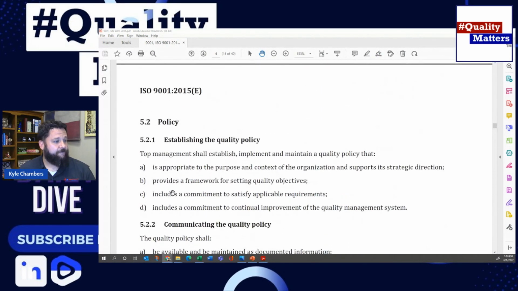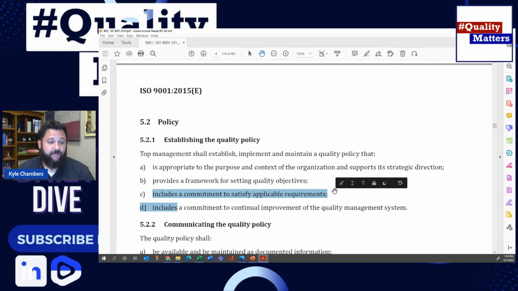So we're going to go back up to establishing it. So we want to provide a framework for setting the quality objectives. That's actually a little hard to do verbatim. Honestly, if I were to rewrite the standard, I would rewrite it to say that our quality objectives must be in alignment with the policy. Pretty much the same thing there. You can make an argument both ways if you meet it one or the other.